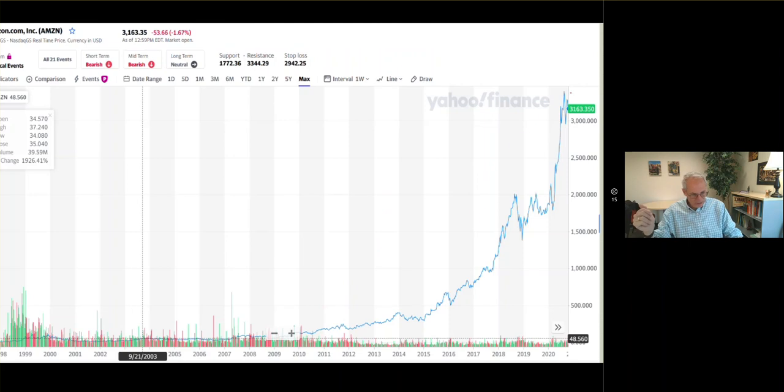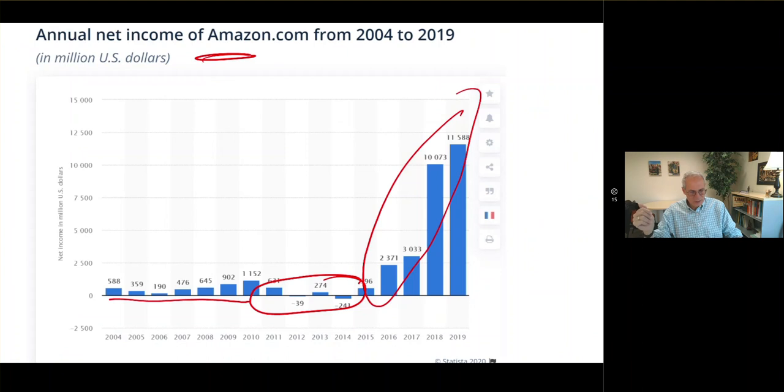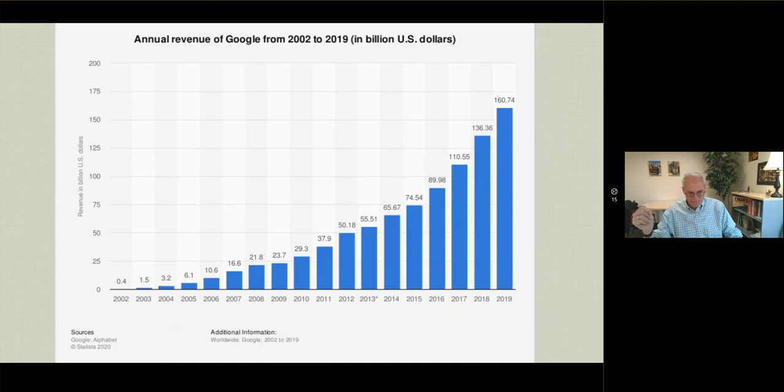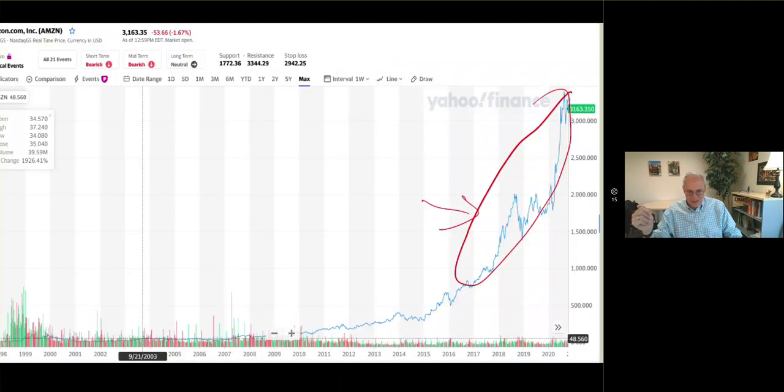And here's Amazon stock. So look at what Amazon stock's done here. You can see a correlation between income and stock price. And keep in mind that I don't even think Amazon's paying a dividend. So that makes it a little bit more difficult.